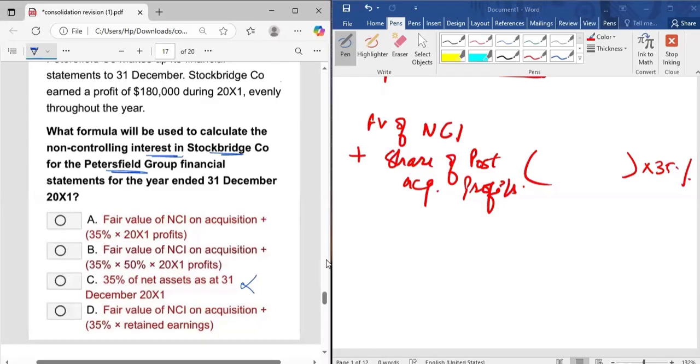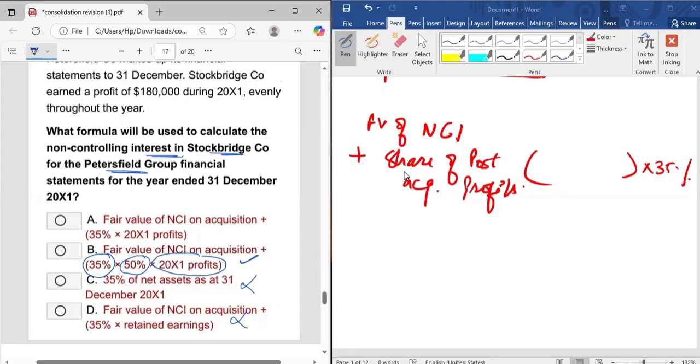It would be fair value of NCI on acquisition plus 50% because this was a mid-year acquisition and they acquired 35% of the profits. So this is our correct option. In option A, they have not taken 50%. Remember to take 50% because it is a mid-year acquisition. The acquisition took place on 1 July, so we will take profits from 1 July till 31 December, so for 6 months.